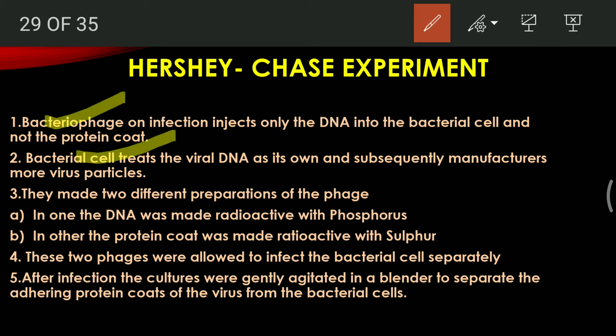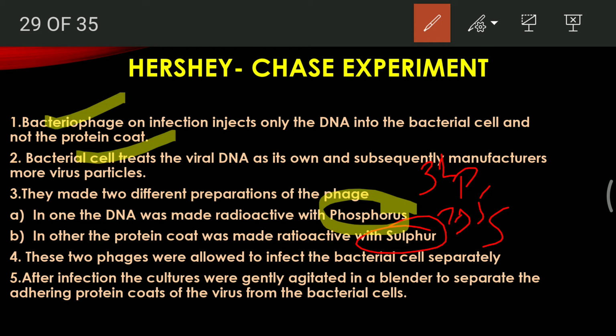Now, for the experiment, what was done was they took two different kinds of strains. One was radioactive phosphorus, which was P32, and radioactive sulfur was taken, which was S35.